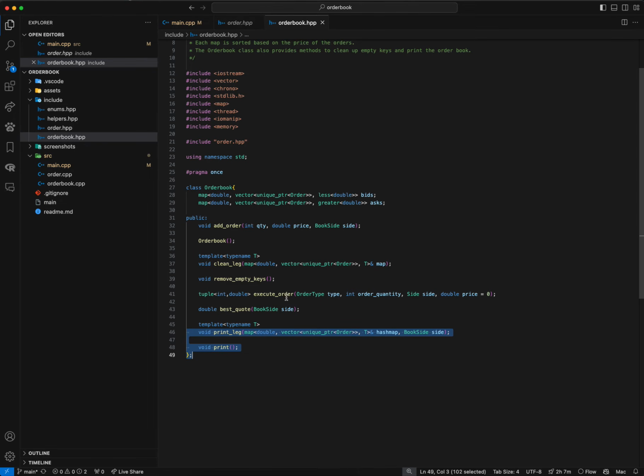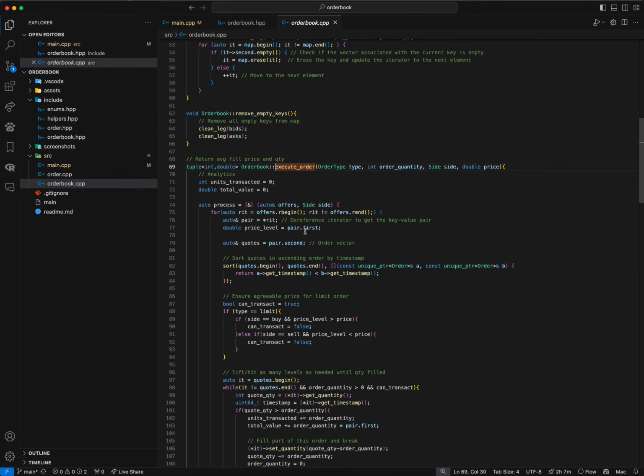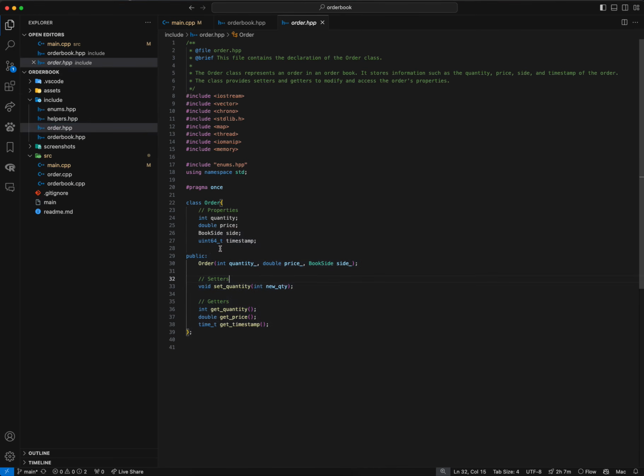One thing I'd like to point out is that this is a FIFO execution algorithm. So if you are able to transact, you will transact against people who were there at that price level first. We have this timestamp here, and at every price level it sorts the orders by timestamp and executes them in order. That's all that a FIFO execution algorithm means.